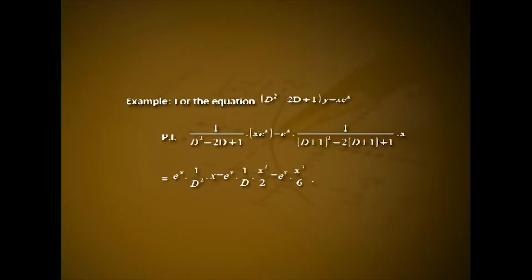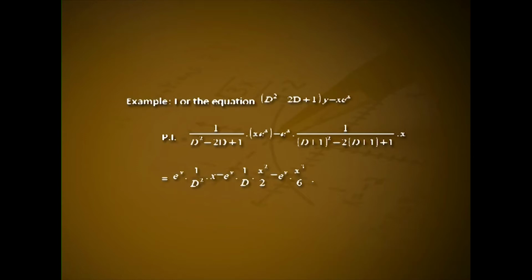When the RHS function X is equal to e raised to ax into V, V being a function of x. In this case, the particular integral PI is equal to 1 by f of D of e raised to ax into V, that is equal to e raised to ax into 1 by f of (D plus a) of V.